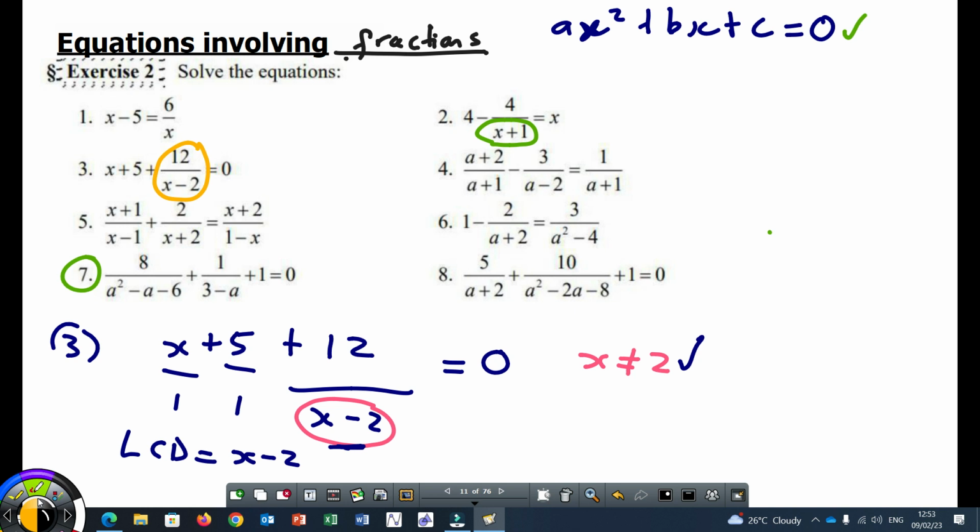Okay? Especially if x is part of a denominator, then you must check if there are any restrictions. So the restriction we have here is that x can never be what? 2. Yes.